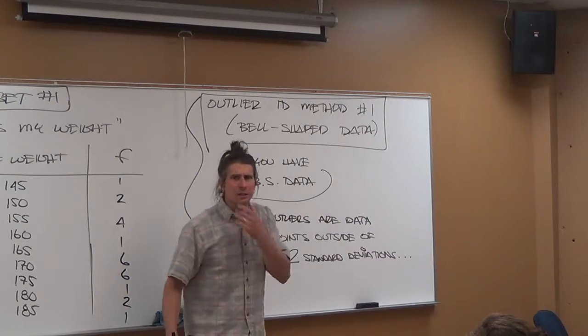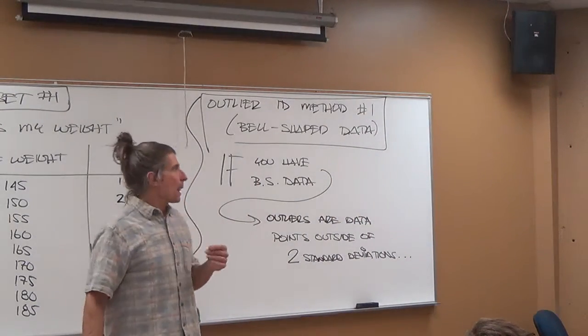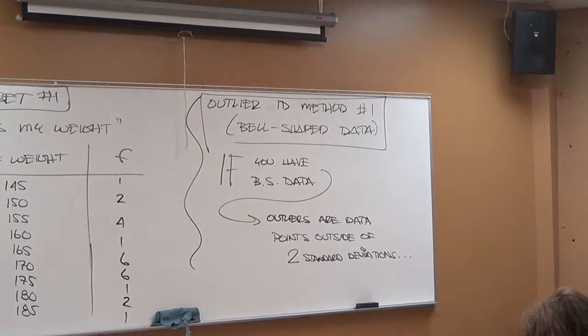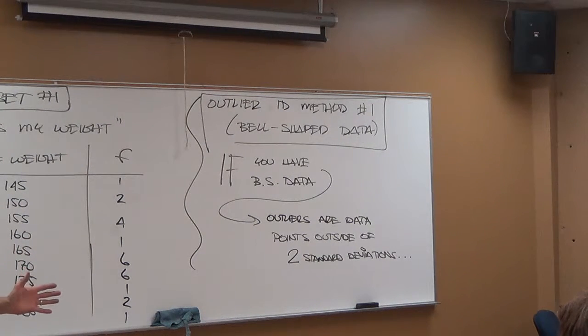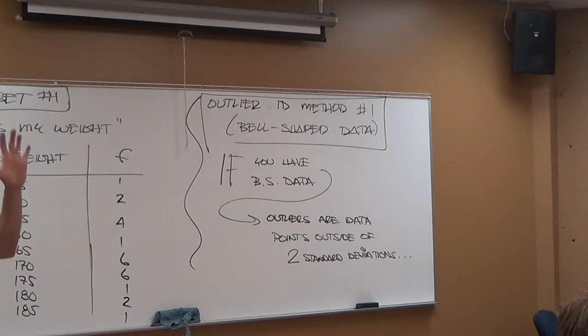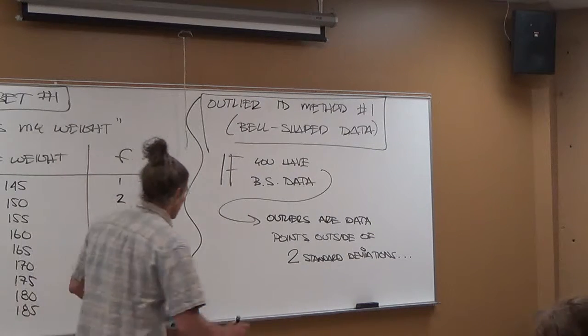Why 2 standard deviations? Very, very close. Within 2 standard deviations, what's that percentage we get within 2? 95. So if you're outside of those 2 standard deviations, what have you identified? The most extreme, what percent? 5%. You've identified the most extreme 5%.